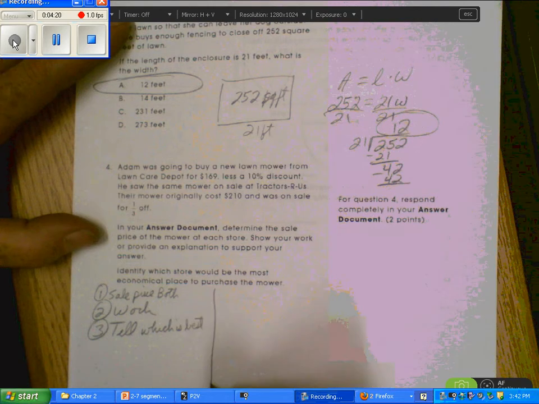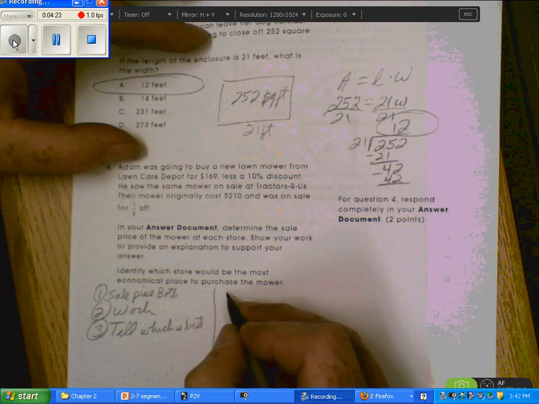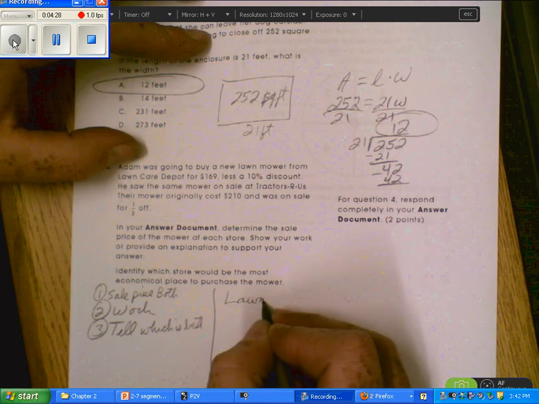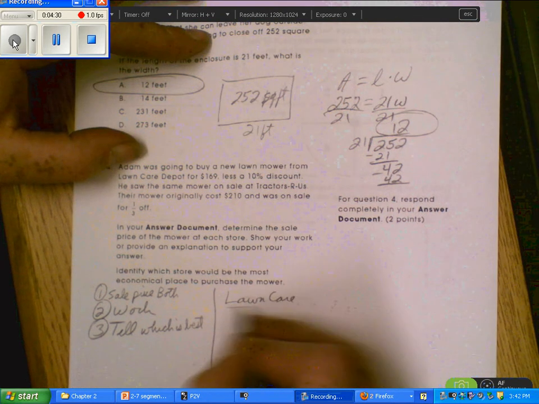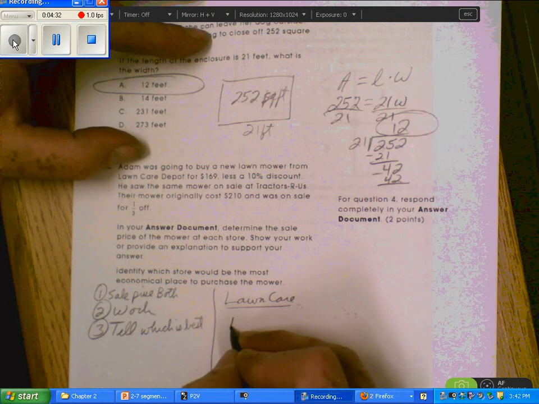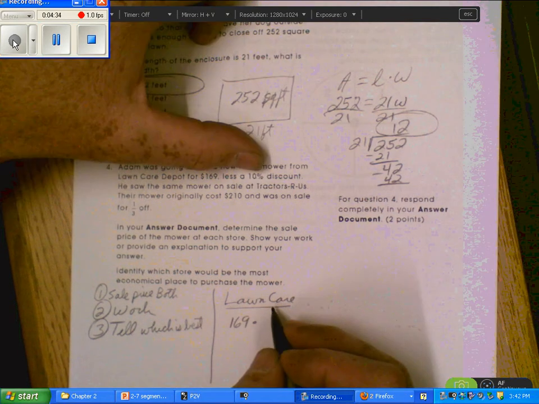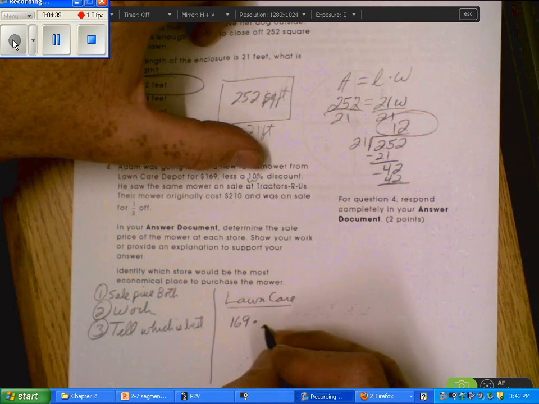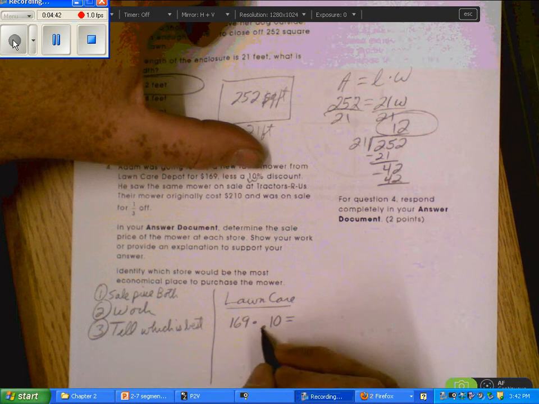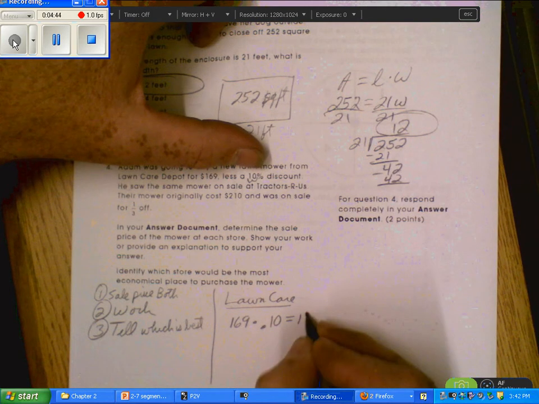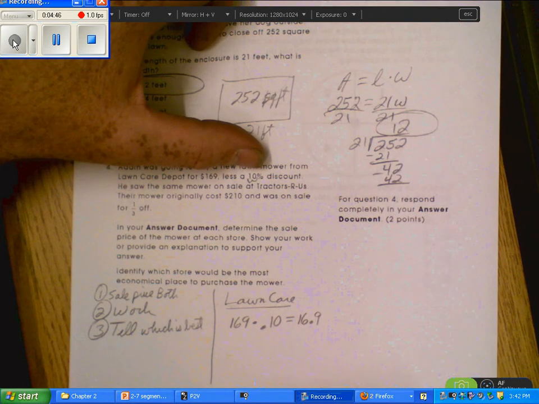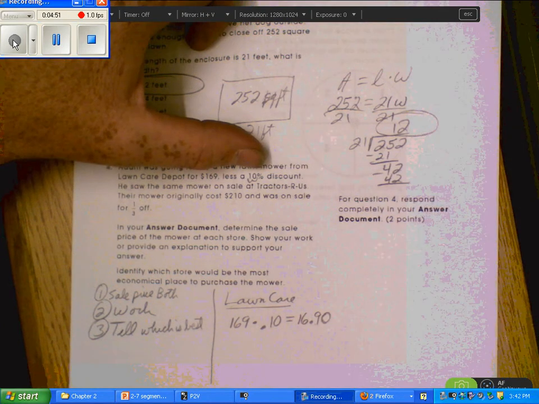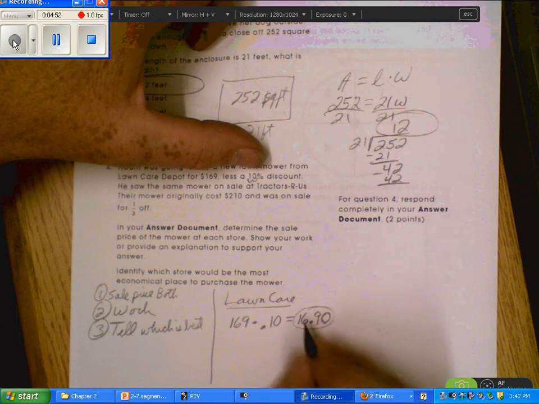Now, first thing I have to do is at Lawn Care Depot, we're going to figure out the sale price. The way we do that is take 169 times the 10%, but you have to change the 10% into a decimal by bumping the decimal over 2, so 0.10. When you multiply 0.10 times 169, you end up with 16.9. Well, we want that to look like money, so we're going to add a 0 back here. So it's $16.90. This is the amount off.